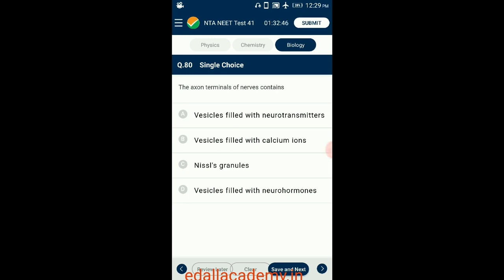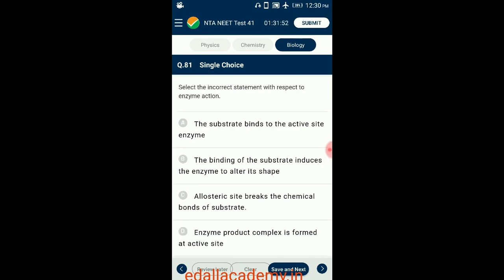The axon terminals release neurotransmitters from the presynaptic knob, which bind with the receptors of the postsynaptic membrane to transmit electrical impulses across a synapse. So the answer for this question is option A. Vesicles filled with neurotransmitters. So the correct option is A.